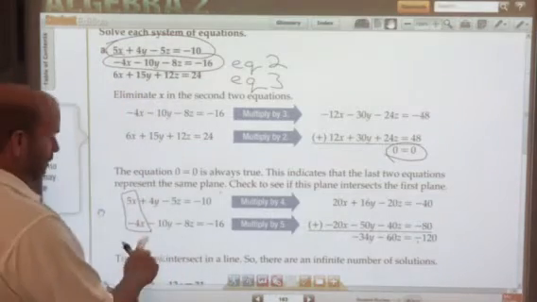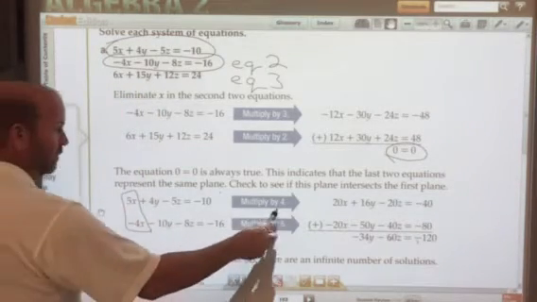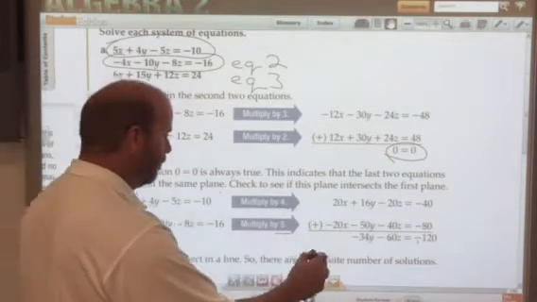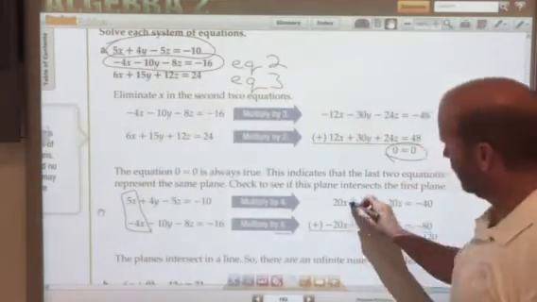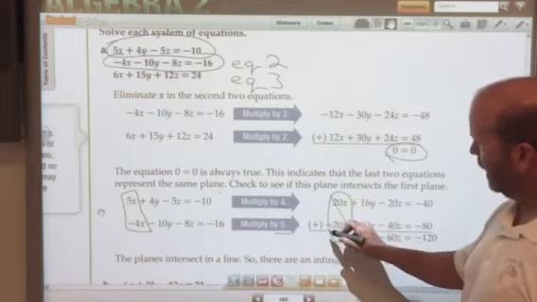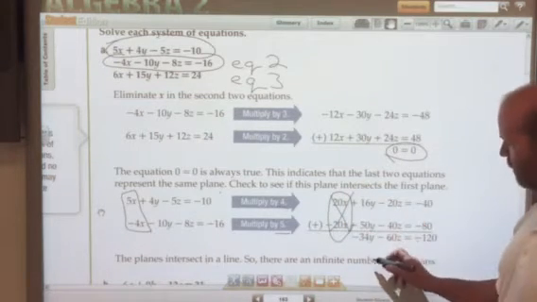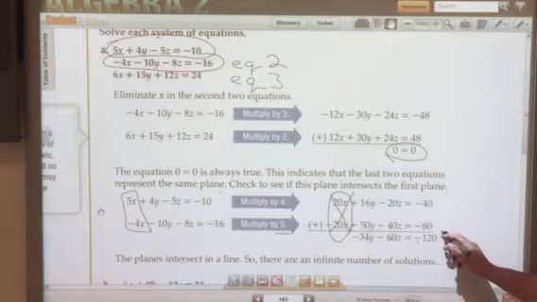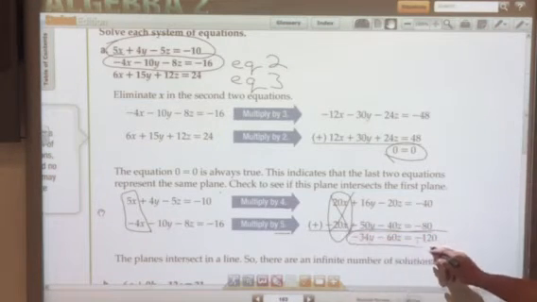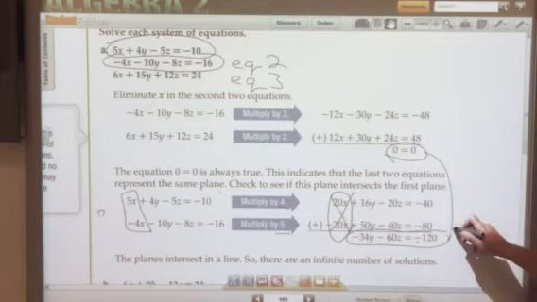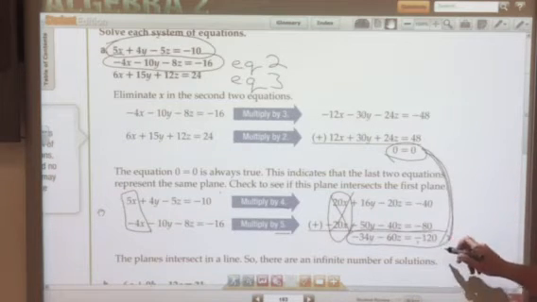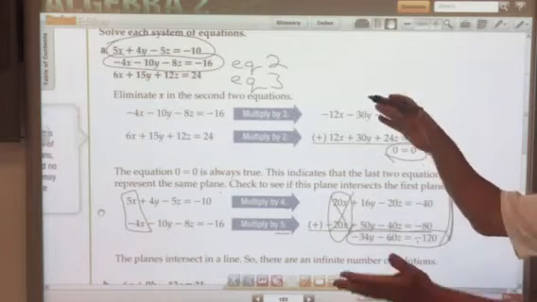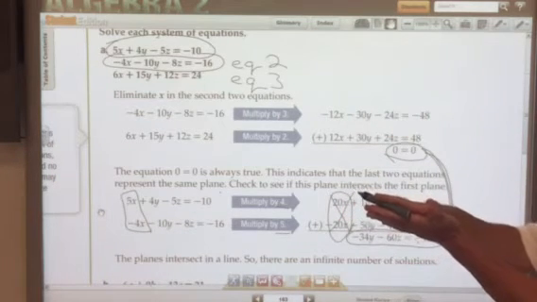So canceling, multiply by 4, multiply by 5. So you get two new equations. The 20x and the -20x, they cancel. So you got -34y minus 60z equals -120. Now you have nothing else to do with this because the other new equation is 0 equals 0. So basically, these two equations are the same, so they're two pieces of paper laying on top of each other.